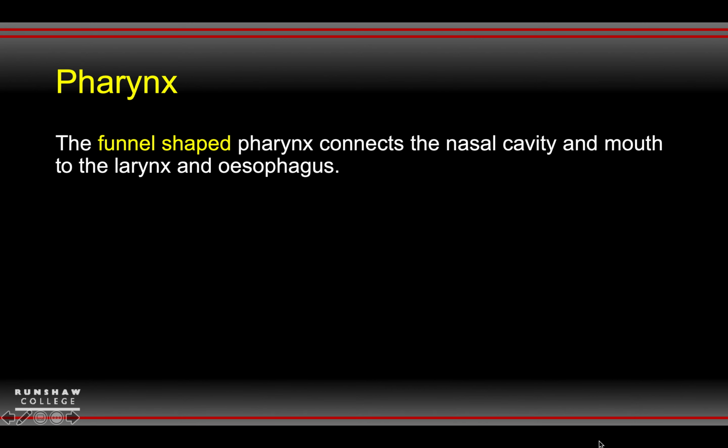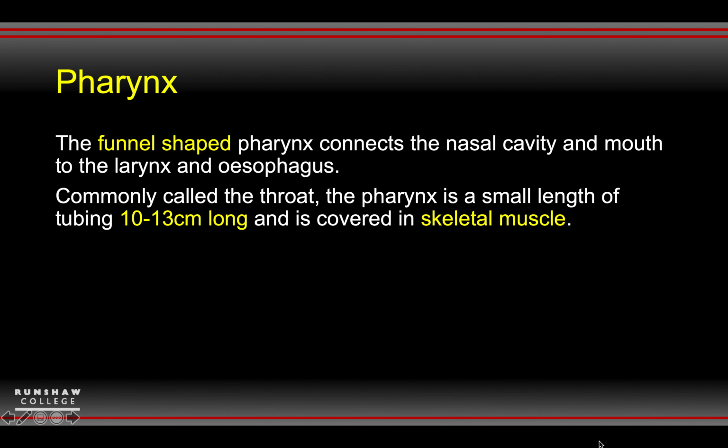The pharynx, this is a funnel-shaped piece that connects the nasal cavity and the mouth to the larynx and the esophagus, and has quite an important role. It's roughly 13 centimeters long. It's surrounded by skeletal muscle, so it can be changed. So as we breathe, you can swallow, things like that.